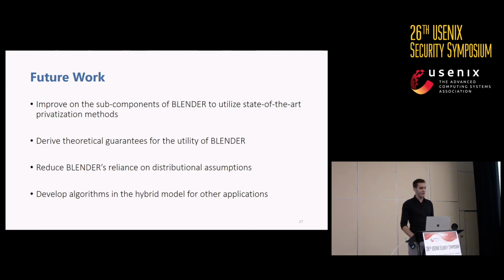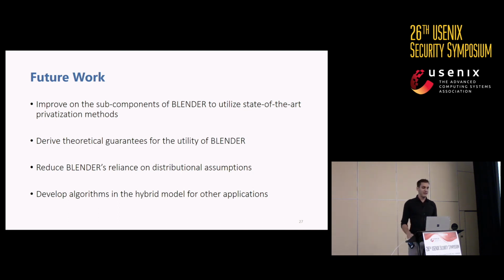We'd also like to reduce Blender's reliance on distributional assumptions, the main one being that the opt-in group has the same behavior as the client group. This can be a good assumption for many settings. Other settings, it's probably not the best assumption. So we'd like to see how to minimize this assumption or remove it entirely.